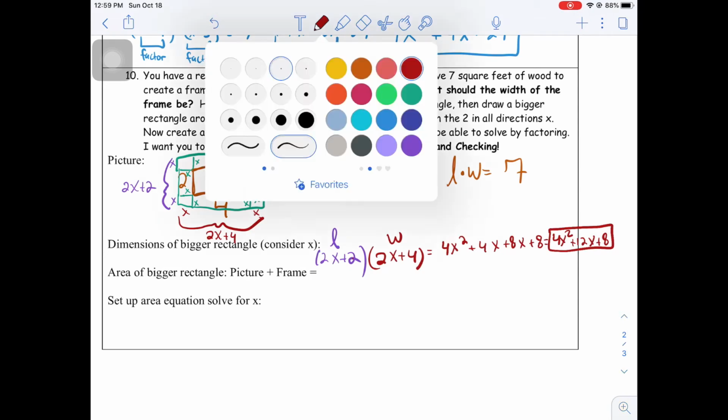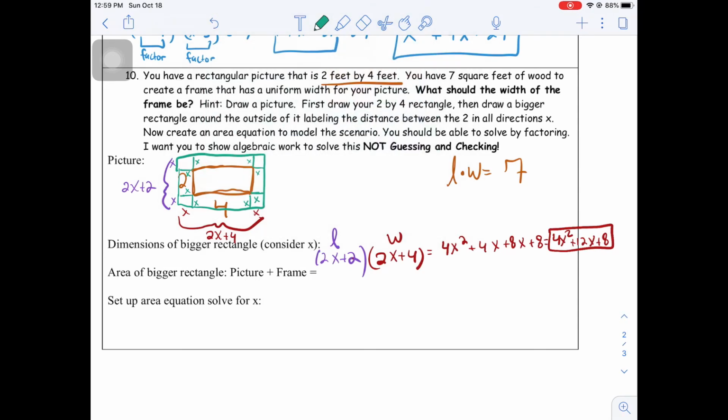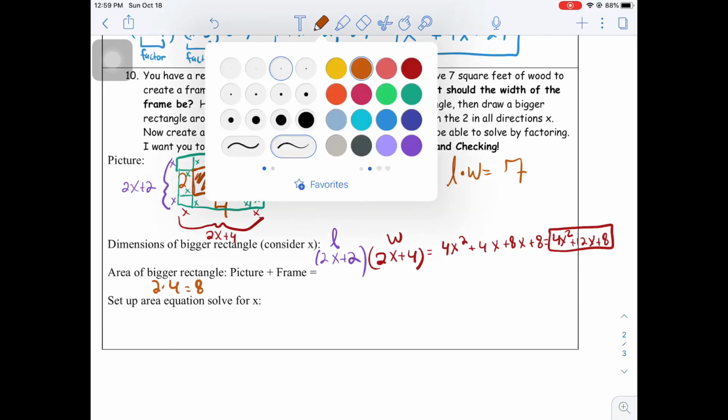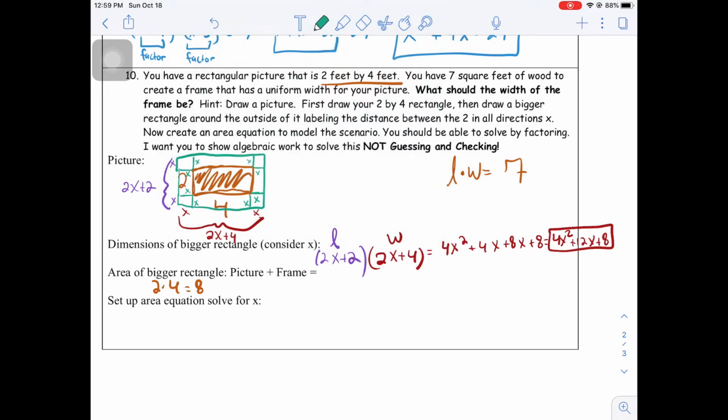It's asking us for the area of the bigger rectangle. So this one's a number here, right? The area of the picture inside is going to be 2 times 4, which would give us 8. The area of the outside, or the border, is given to us in the question. You have 7 square feet. So the picture frame is 7. Then we add these two things together. The total area that we're taking up is 8 plus 7, which is 15.